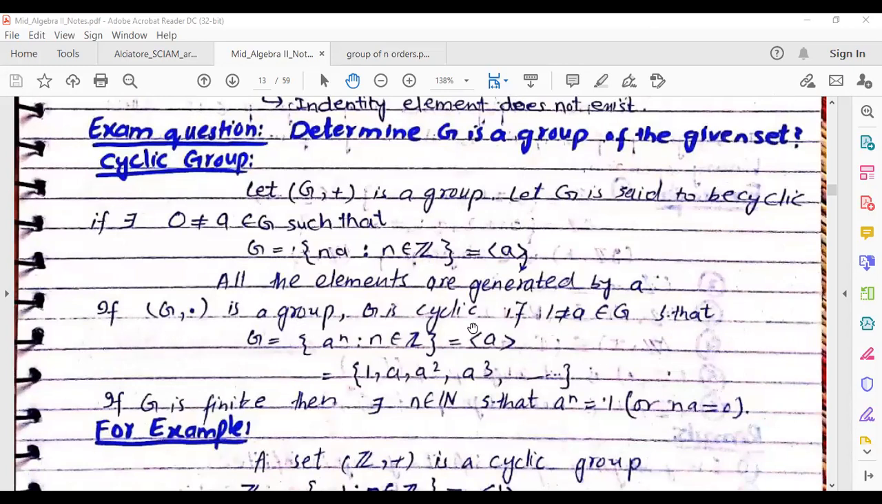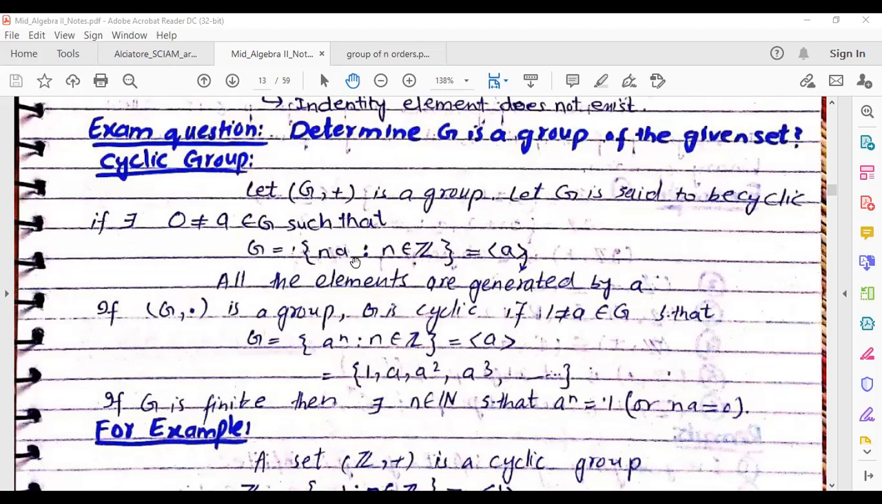If (G, ·) is a group and G is cyclic, here we see that G with a dot means we have a set which is a group with respect to multiplication. Here our binary operation is multiplication. For a group under multiplication, G is cyclic if there exists a not equal to 1 such that G = {a^n}. A cyclic group has two definitions: when it has a binary operation under addition and when it has a binary operation under multiplication.